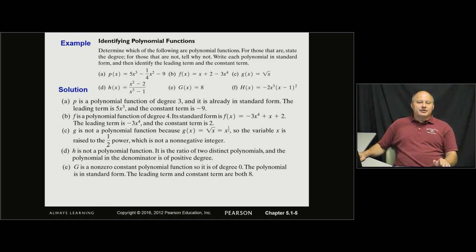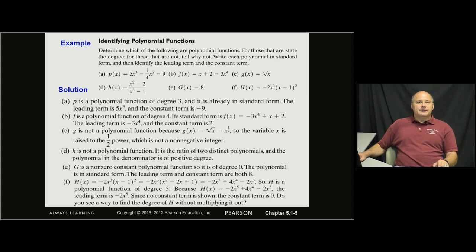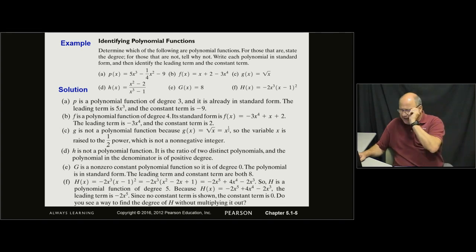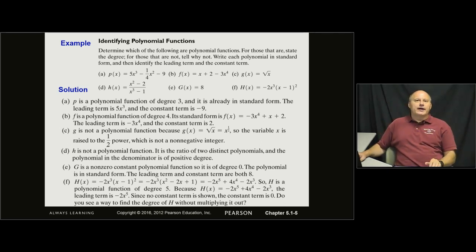I look at it this way: if there is no variable, then the degree is 0. So 8 is the constant term, it's the leading term, it's the only term. So the polynomial is in standard form. The leading term and the constant term are both 8 because it's only got one term in it. So probably the easiest of all polynomials. And then h of x is equal to negative 2 x to the third times x minus 1 quantity squared.